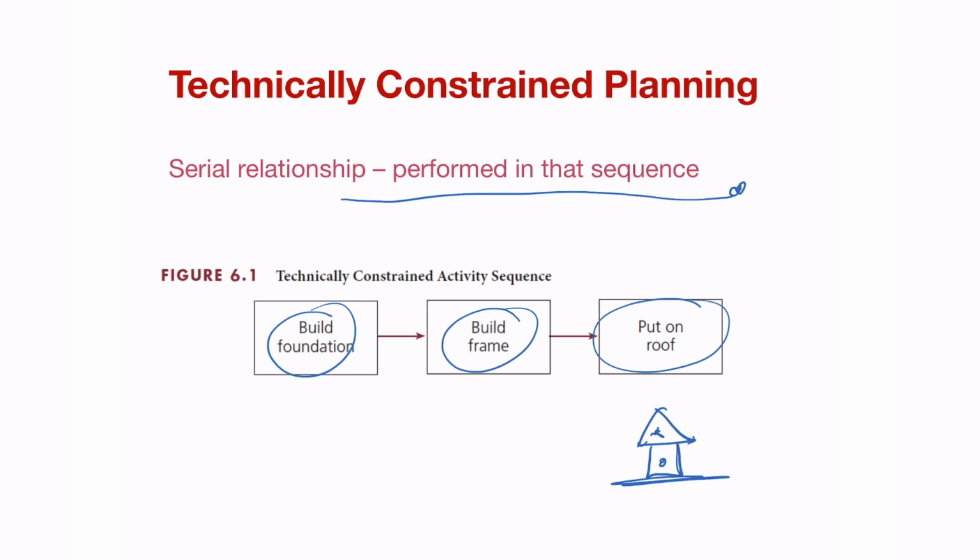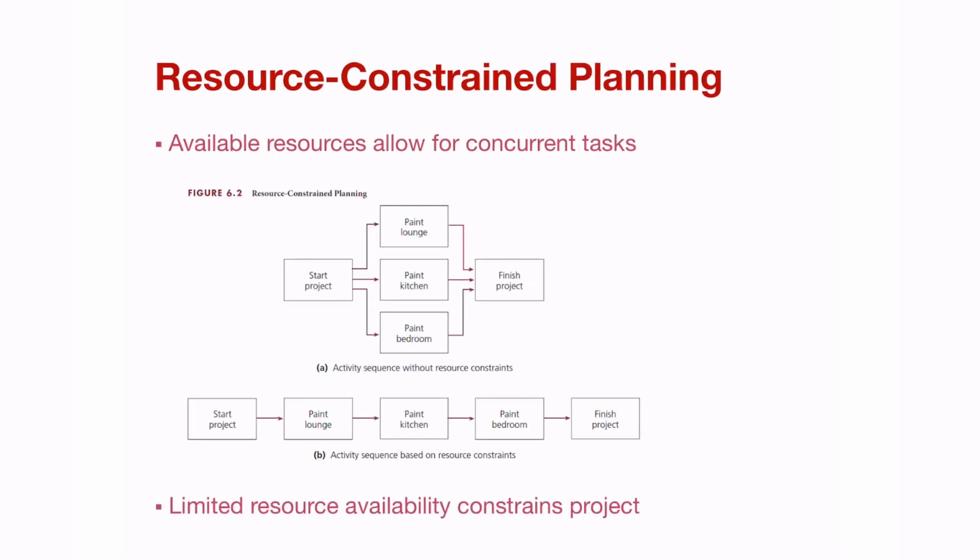You cannot build the frame without having done the foundation. You cannot put the roof on if you have not built a frame. So this is an example of what we call a constraint activity sequence. These sequences of activities must take place in that specific form. Constrained resource planning works on the same principle.